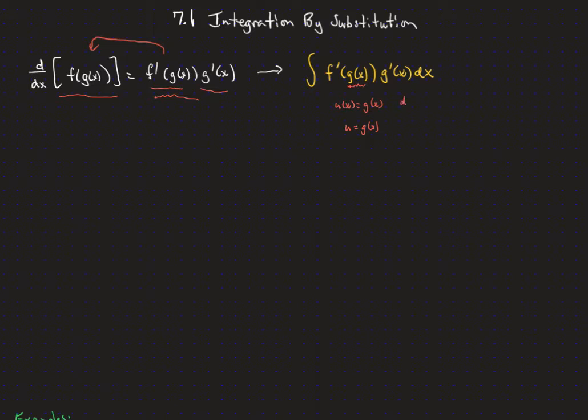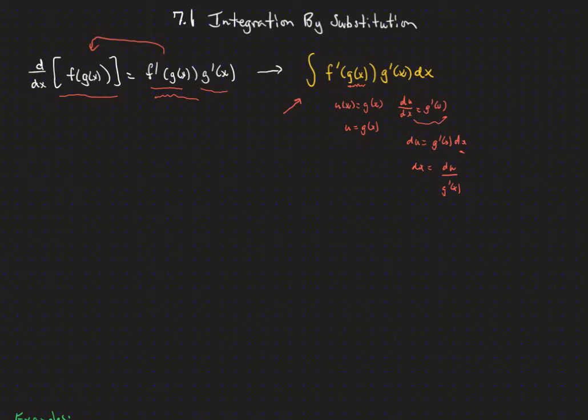Then we're going to take the derivative of u with respect to x, and that's going to be our g prime of x. We'll then multiply this dx to the other side and say du is going to be g prime of x dx, and then solve for the dx and say dx is going to be du over g prime of x.